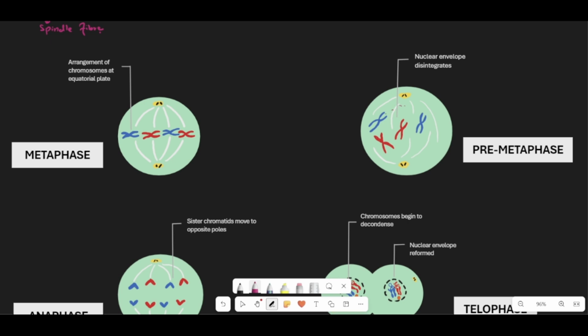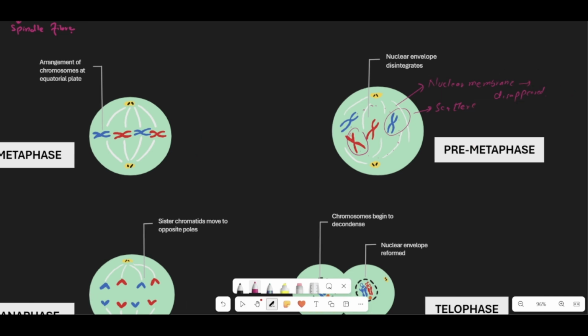You can see that the nuclear envelope or nuclear membrane, which was previously present in the center of the cell, has now completely disappeared. So you can say that the nuclear membrane disappears in the pre-metaphase stage. Now you can see that all these chromosomes are free to move inside the cytoplasm of the cell, and they have become quite scattered in the cytoplasm.